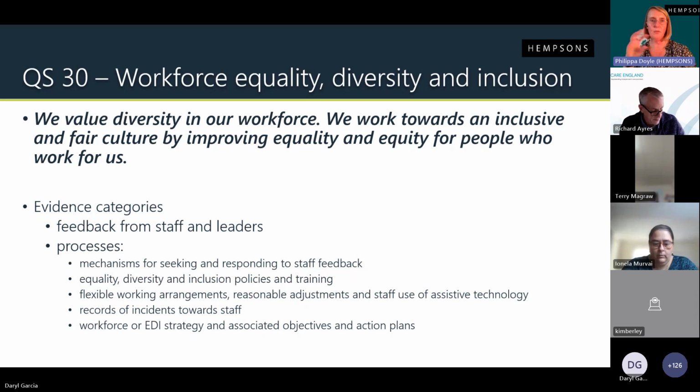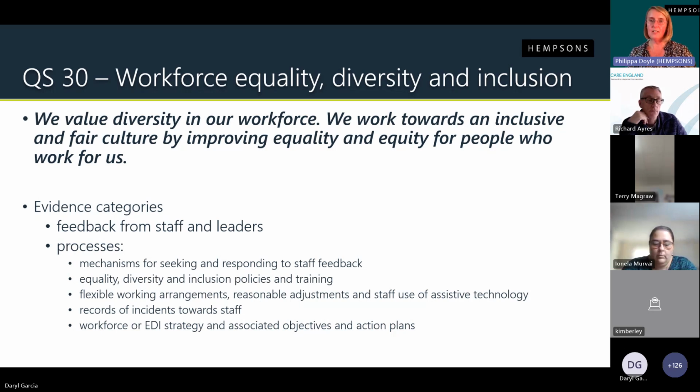So just on to the next slide, the final one that I just want to highlight for you in this section where we focused on staffing is Quality Statement 30. And this is about workforce equality, diversity and inclusion. And the quality statement itself says that we value diversity in our workforce. We work towards an inclusive and fair culture by improving equality and equity for people who work for us.